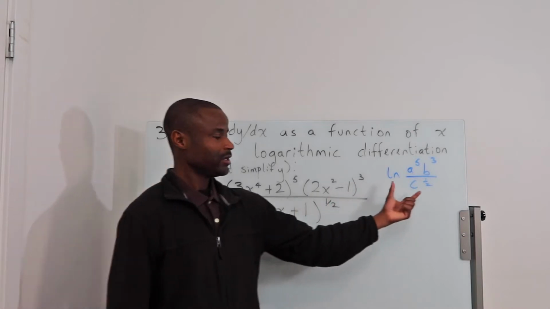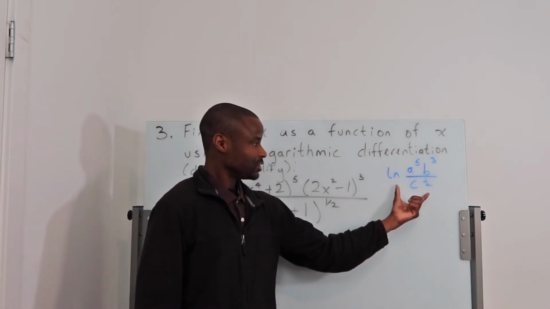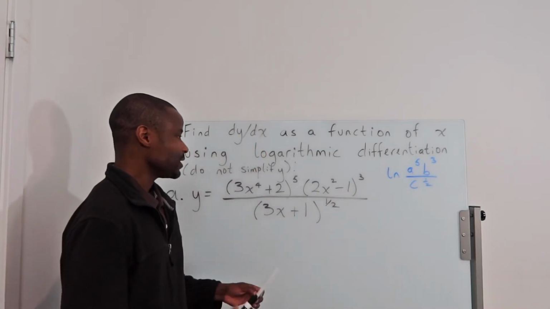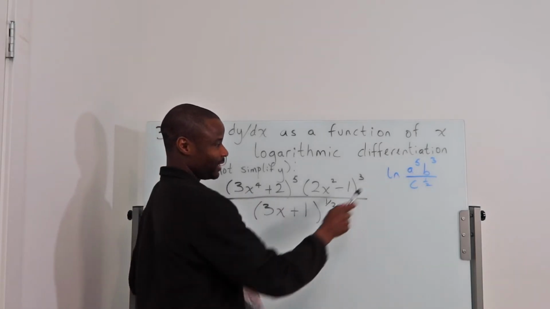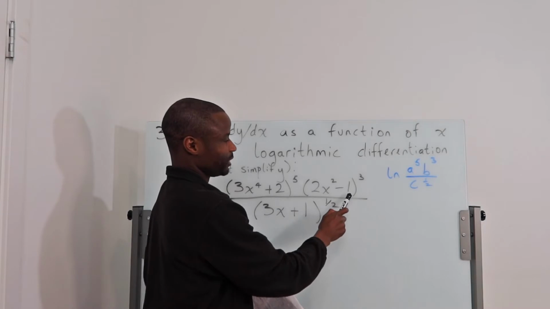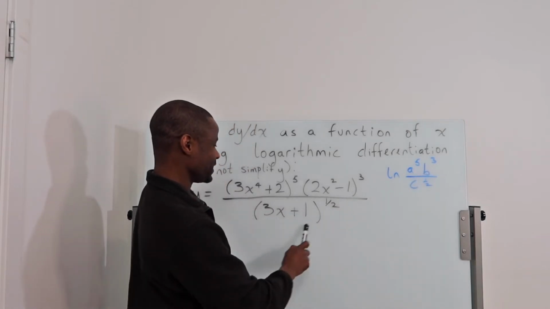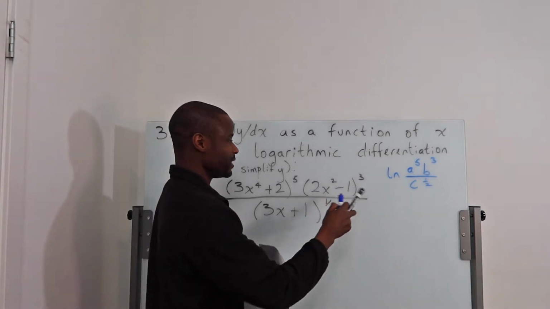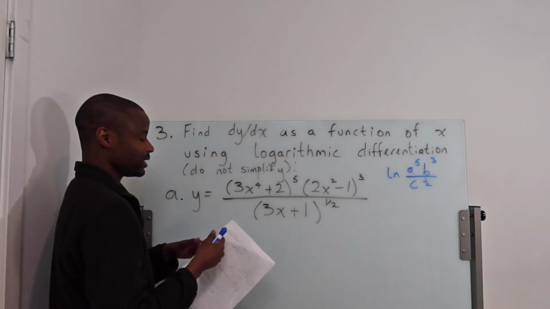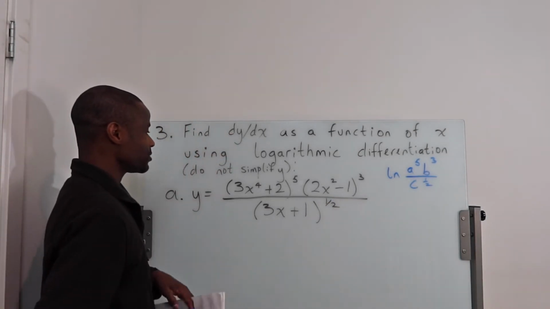I have written here in this corner a version of this. Notice, in place of my 3x to the fourth plus 2, I simply have an a. Instead of 2x minus 1, I have a b, and I have a c instead of this. And the reason for that is to basically have a shortcut to help us solve this problem.